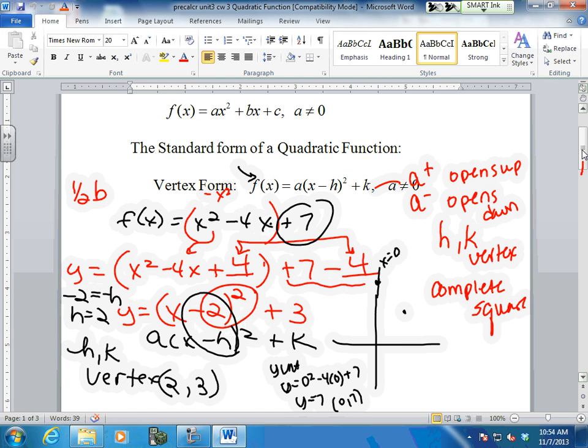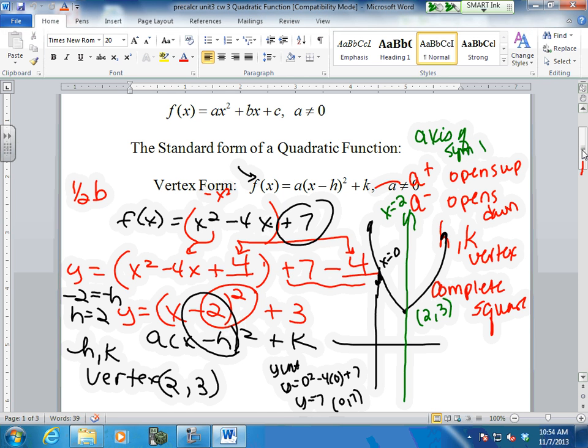So if this is (2, 3) and (0, 7), I'm over here somewhere. Here's my parabola. I know it's symmetric over my axis of symmetry. So if this point is (2, 3), what's the equation of the line that I just drew through here? x equals 2. Your axis of symmetry is x equals h, the x value of your vertex point, because it creates a vertical line. So we're able to do this.